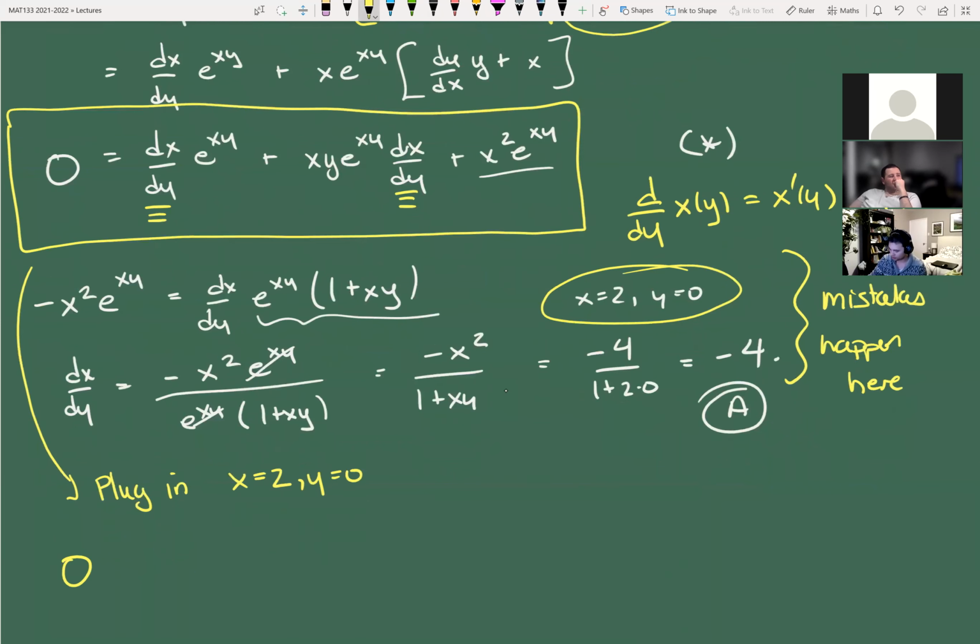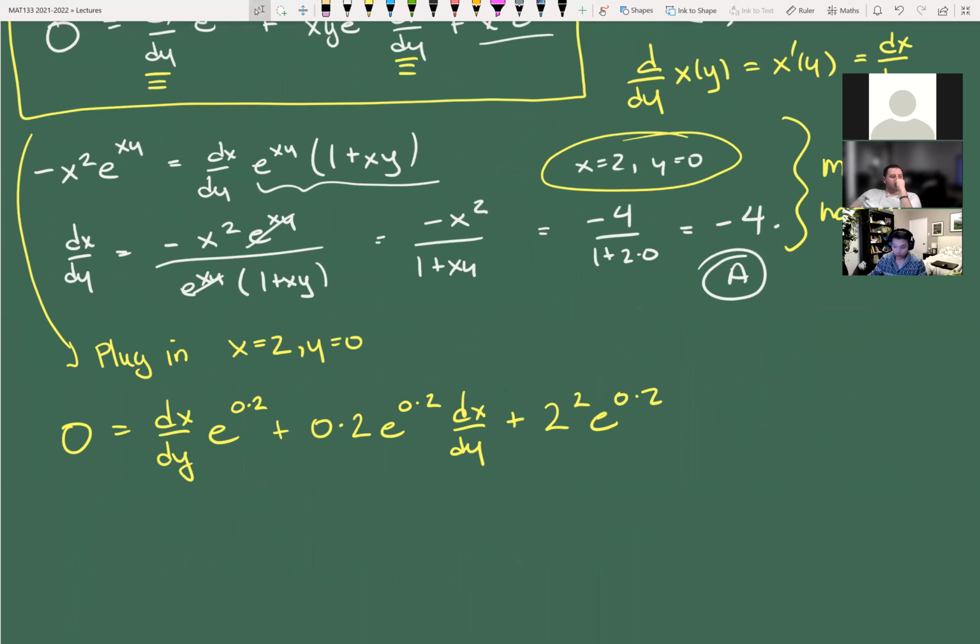So we're going to get 0 is dx/dy e to the 0, right? Because it's x times y, plus 0. Well, here, maybe let me include everything just so that you can see what I'm doing. Plus 0 times 2 e to the 0 times 2 dx/dy plus 2 squared e to the 0 times 2. And what you see is there's a lot of cancellation here, right? This whole thing is just 0. All these e's are just 1. So what do you end up getting? You get dx/dy, right? Plus 0 plus 4.